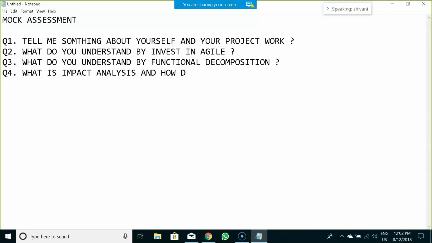Should I explain it with an example? Yeah, please. Suppose the ATM login system. If we have to log into an ATM, this basic issue is divided into smaller chunks. So go to the ATM, insert the ATM card, insert the PIN. All these scenarios are divided into different chunks. That is basically functional decomposition. Yes.